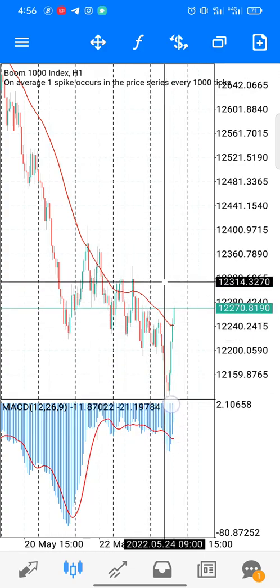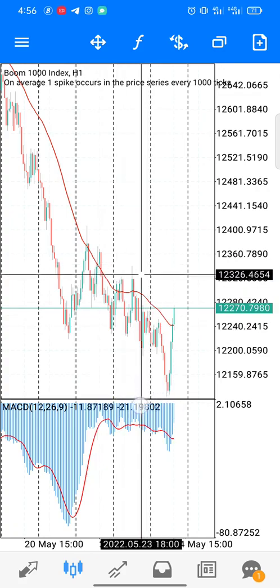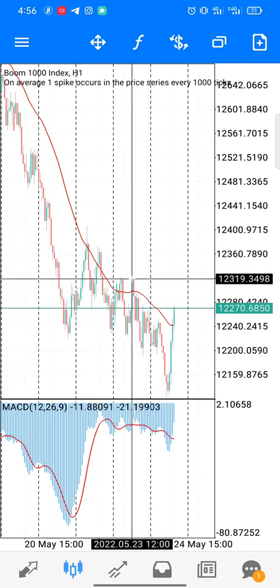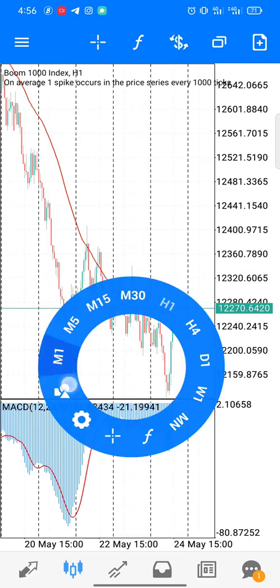So what I'll be doing on this trade is going short from this level, from this point right here. Let me quickly put a line at that point.